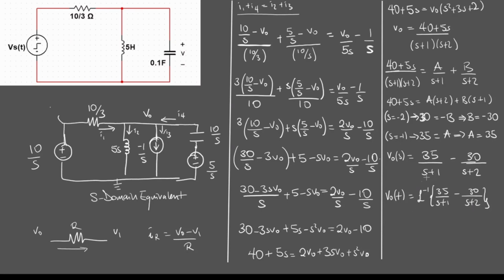And these are just simple exponentials. So to wrap things up, v0 as a function of time is 35 e to the minus 1 times t, so that's e to the minus t, then minus, since we have minus 30 here, 30 e to the minus 2t. Then we usually multiply this by u of t. So that's all that's there to solving Laplace transforms with initial conditions.